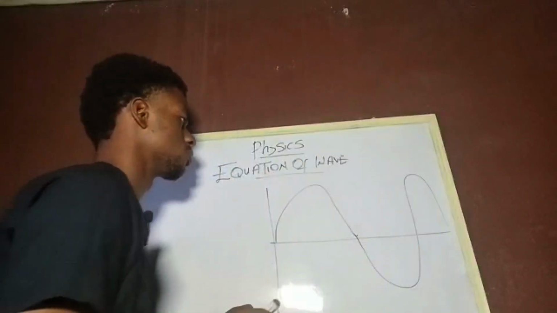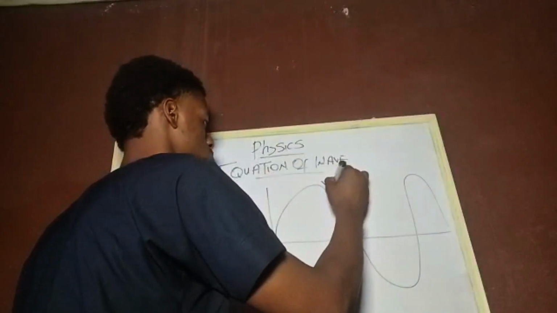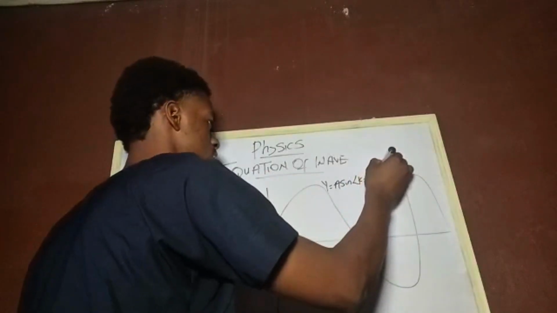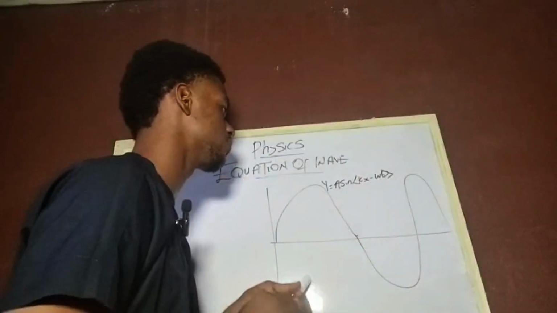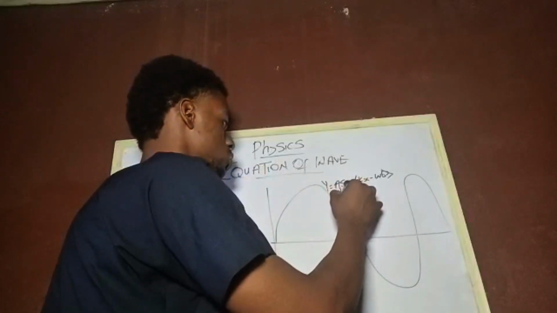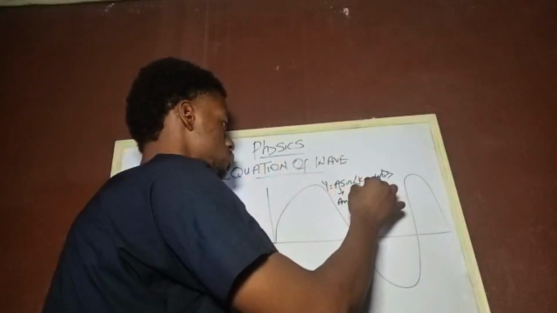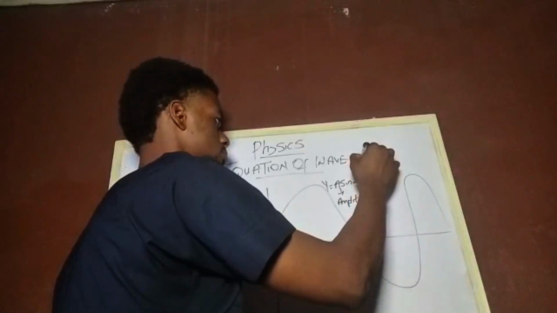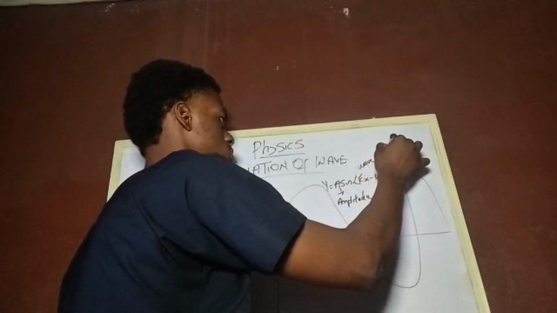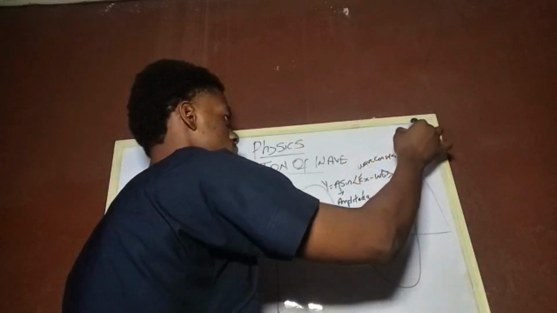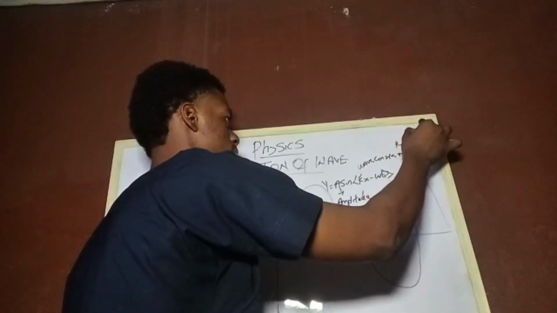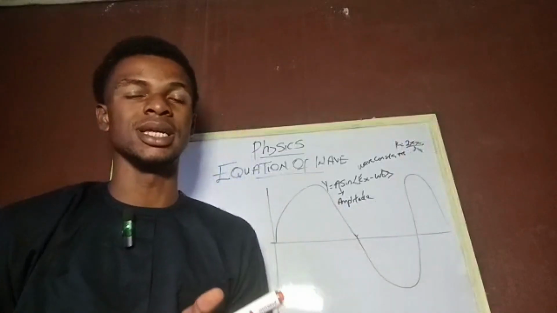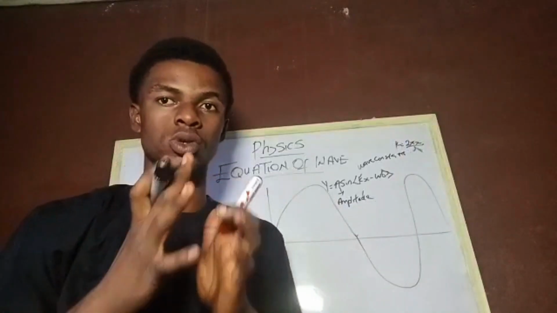And what is that equation? y = A sin(kx - wt). So your A stands for amplitude. This A represents amplitude. This K is a wave constant, which is k = 2πx/λ. Lambda is the distance between two successive crests.